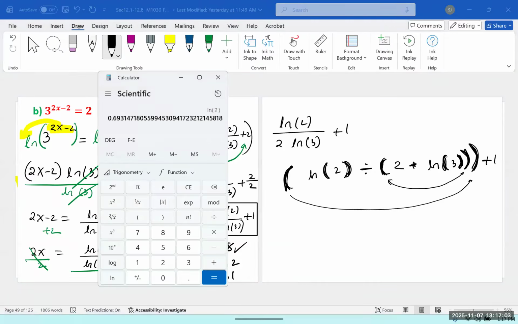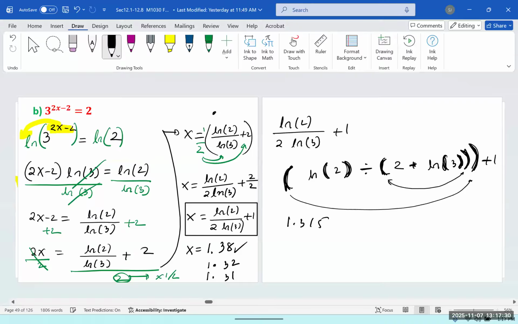Now let's see, what do I get? 2 ln divided by another parenthesis 2 times 3 ln, close the parentheses twice, plus 1. 1.315, which is 1.32.